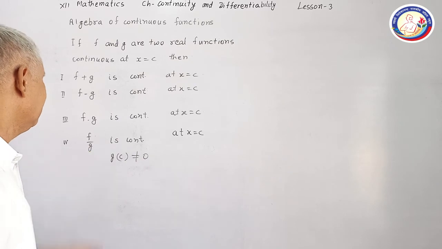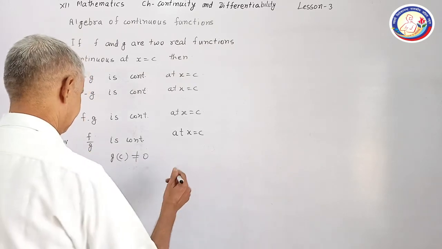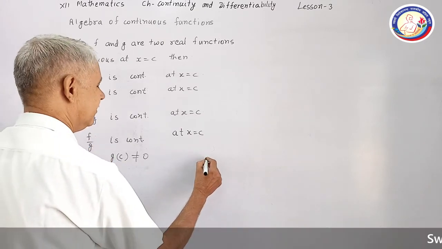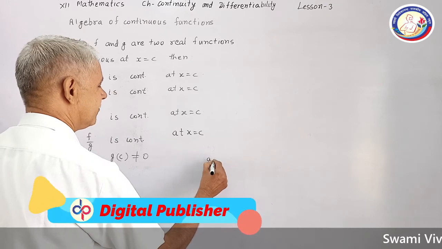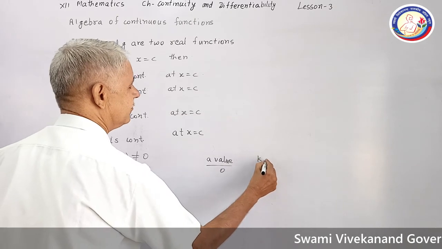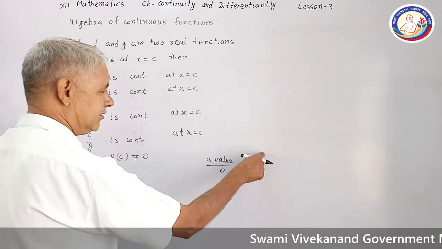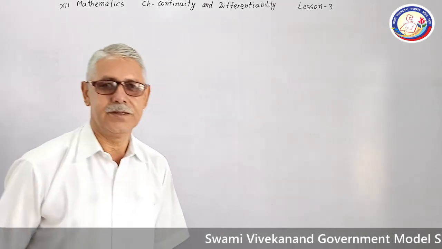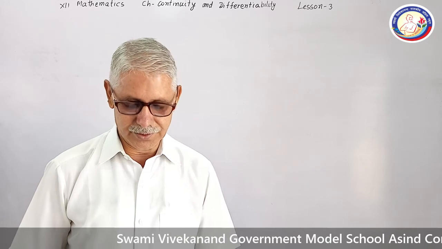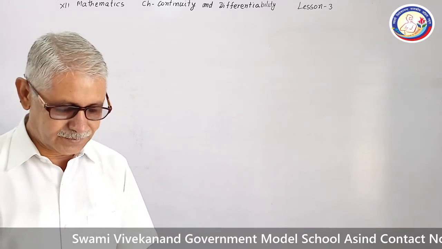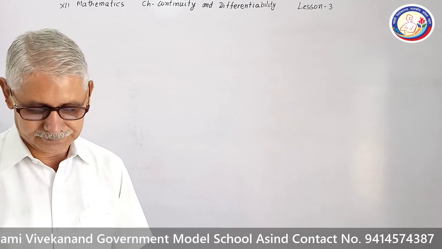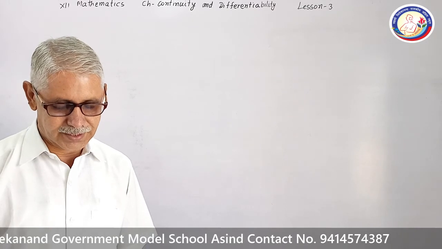Because if it is 0, then we will have a definite quantity, or a real number, divided by 0, say k by 0. Then this is not defined. Using this algebra of continuous functions, we can solve problems from 19 to 22 of our textbook. I am explaining only, not solving any problem.